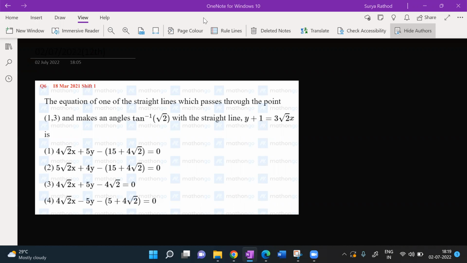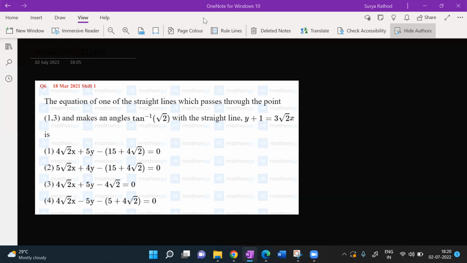Jaffer is giving option A. Okay. So option A, people are saying.